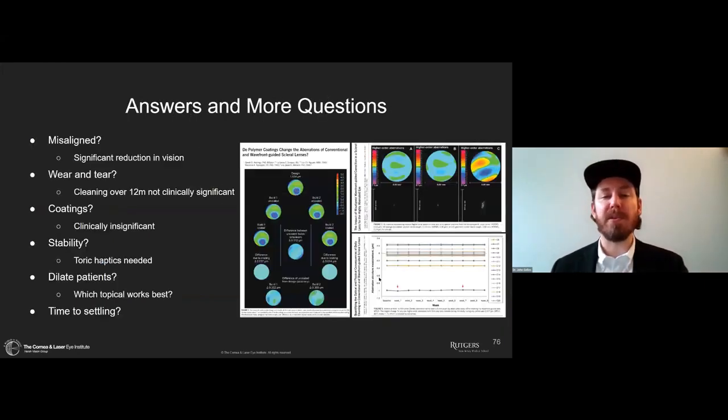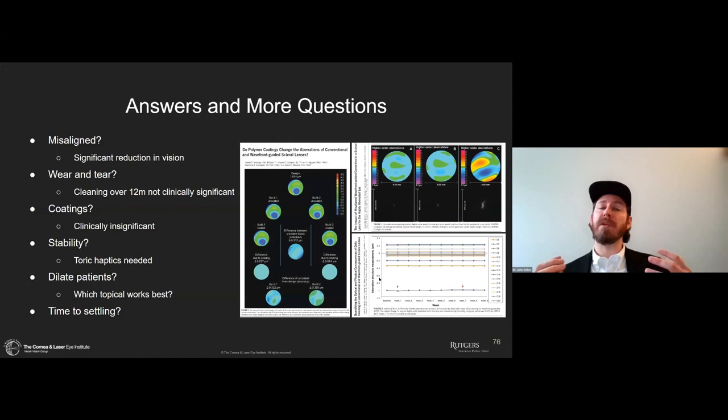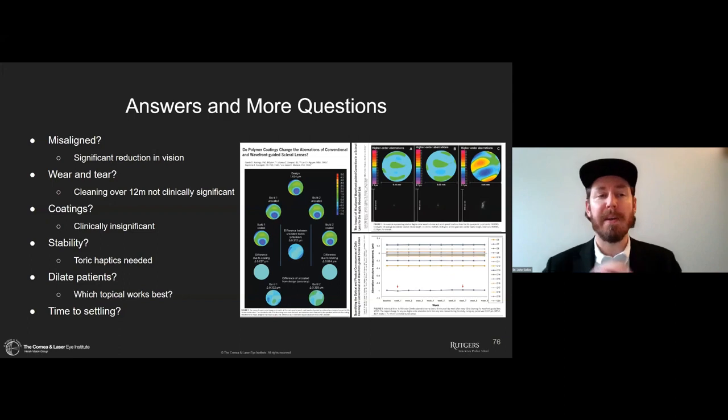The other thing too is that there are some answers. Marsak's group has done tremendous work in this area, looking at lens misalignment. So how much of a lens misalignment can a person tolerate? Well, it turns out that a very small amount of misalignment can lead to a significant reduction in vision for an individual. What about wear and tear over time?